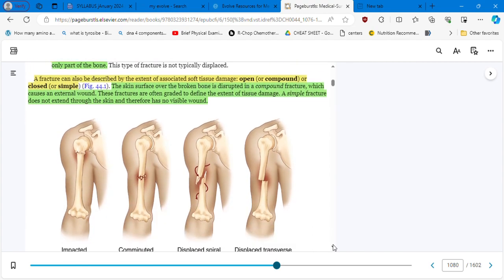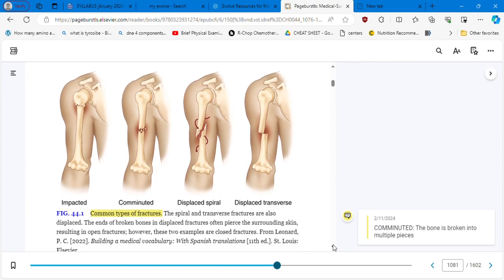And here we have an interesting graphic of different types of fractures. We have the impacted, you can see the comminuted, which means that the bone is broken into multiple pieces, we can see here. And then we have the displaced spiral and the displaced transverse.